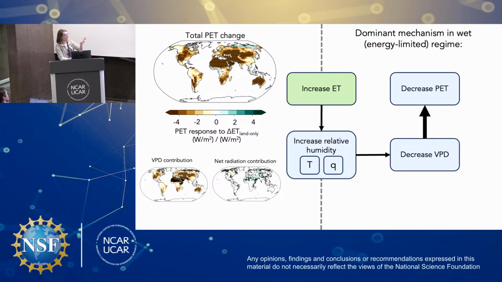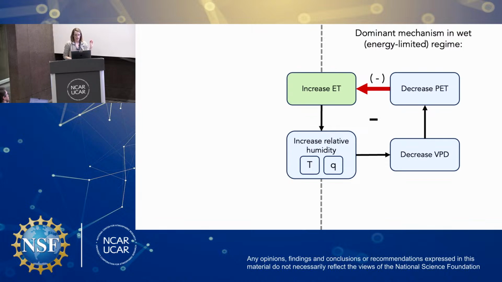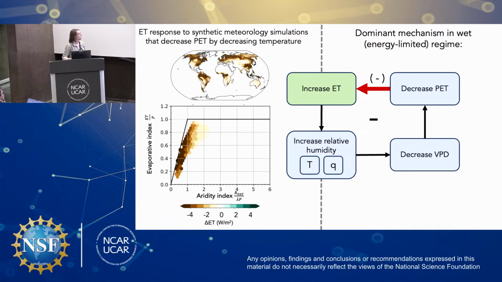This could have been driven by changes in net radiation via clouds or VPD. It's mostly due to VPD. And that decrease in PET acts to dampen the initial change. So while potential evapotranspiration decreases everywhere, it only matters if you're in an energy limited place, because only energy limited places have ET fundamentally controlled by potential evapotranspiration.